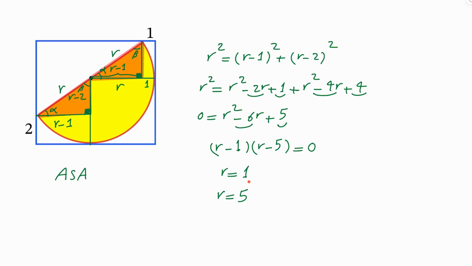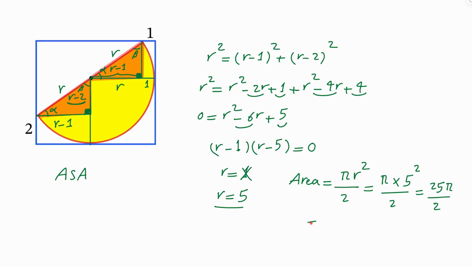This root is not acceptable, so we discard it, because if we put it in this expression, the length of this segment will be negative. So the acceptable one is 5. So we can now use this value to find the area of this semicircle. We can write the area is pi r squared divided by 2, and pi times 5 to the power of 2 divided by 2, and we will have 25 pi divided by 2, or we can write 12.5 pi. So this is the final answer to the problem.